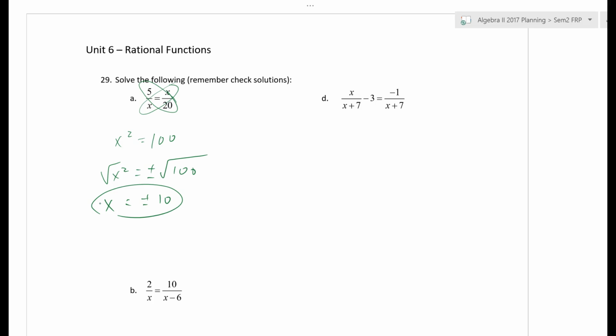And you can check your solution here. 5 over negative 10 equals negative 10 over 20. That's true. 5 over positive 10 equals 10 over positive 20. Also true.